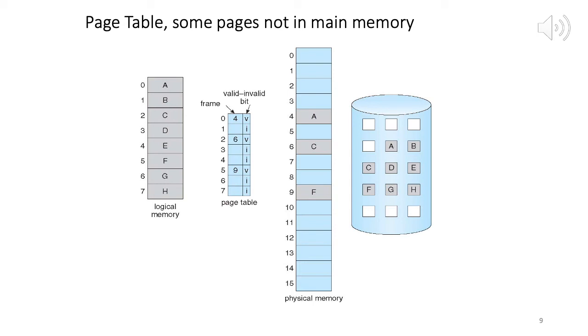For these 3 pages, we are using the valid and invalid bit. We can have 1 bit, and if the page is valid, we can set it as 1 in that entry in the page table. If the page is invalid, we can give it a value of 0. So each page table entry has 1 bit, which is a valid and invalid bit.